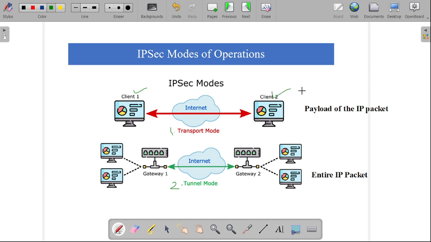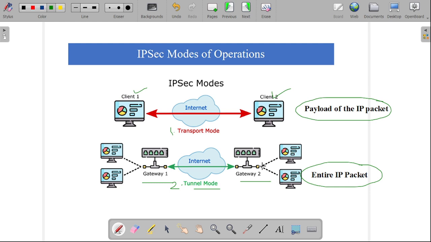That time, the payload of your IP packet will be encrypted. But in case of tunnel mode, the whole entire IP packet will be encrypted. In case of tunnel mode, your whole IP packet will be encapsulated into one capsule, and that data will be transferred from one gateway to another gateway. And all the network machines are connected to the gateway.